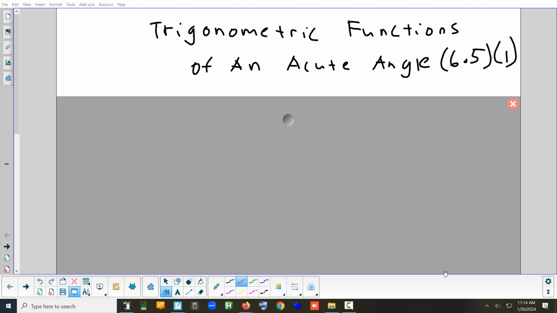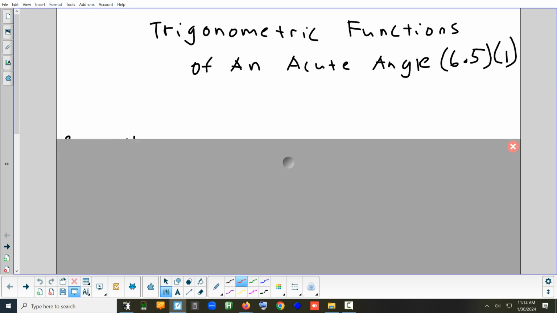The last section we're going to look at this week is 6.5, and it's on solving triangles. Does anyone have an idea what that means? What do you think it means to solve a triangle? Find all the angles. Find all the angles, yep. And all the sides, yep.